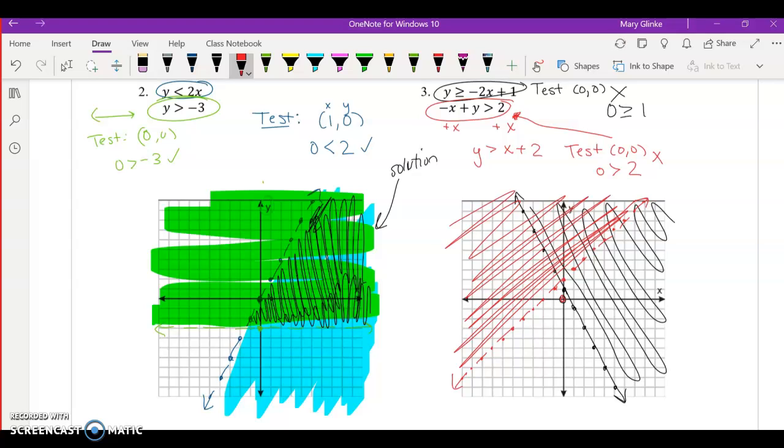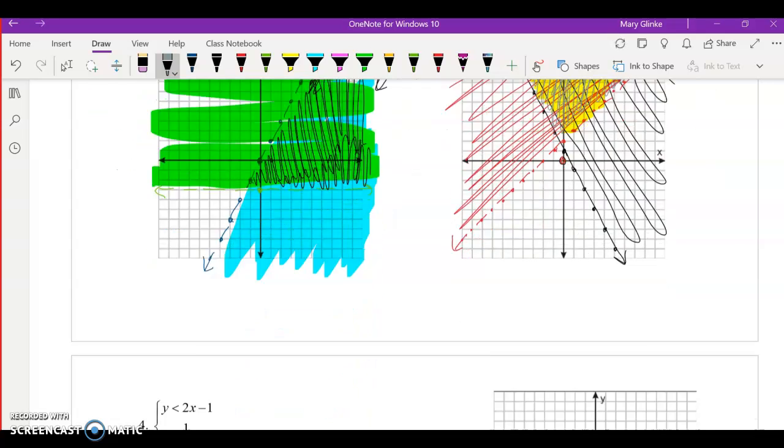So I am now looking for where red and black are both shaded together, and that would give me my solution. So it is this part up here. You do want to shade it kind of differently. Sometimes there's a lot of colors there. So just somehow make it known that this part right here is my solution.